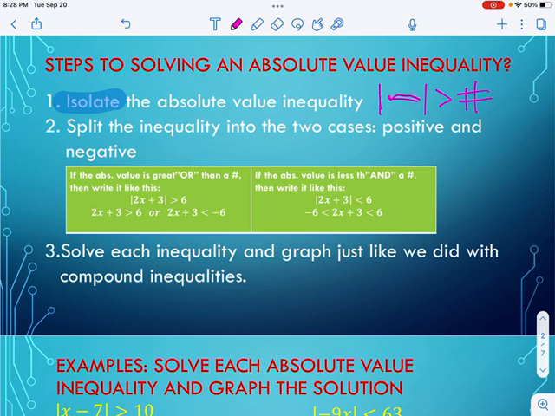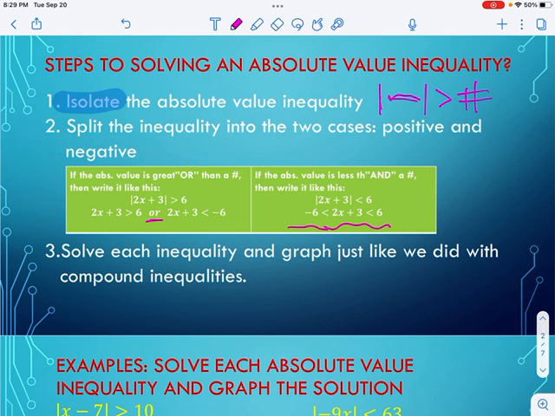The way we know the difference is, if the absolute value is greater than a number, you're going to write it with an "or" statement. If the absolute value is less than a number, you're going to write it as an "and" statement. Here's something to help you there. The word "greater" sounds like it has an "or," and "less than" has that "and" sound to it. You can use that as a little help to make sure that you're getting the correct word.